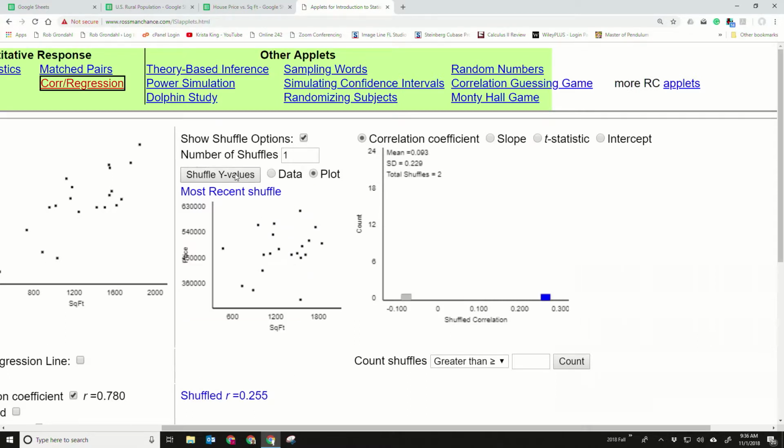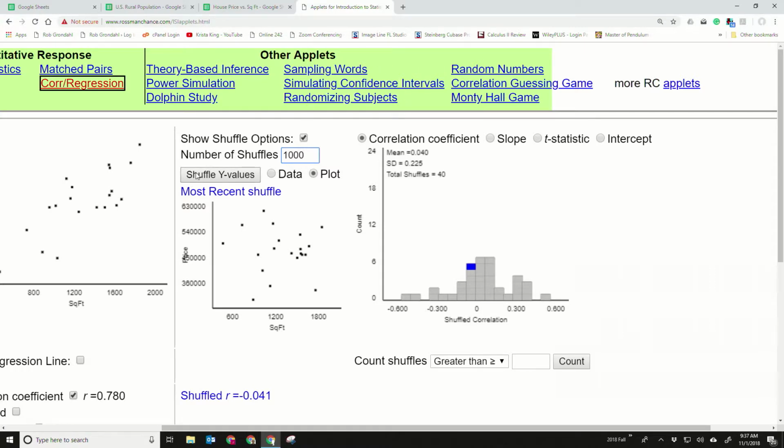Shuffle again. And each time we shuffle, a correlation coefficient is being computed. Sometimes, notice that R comes out positive. Sometimes it comes out negative. And it's just sort of randomly fluctuating. And then over here on the right, it's keeping track of all those correlation coefficients.